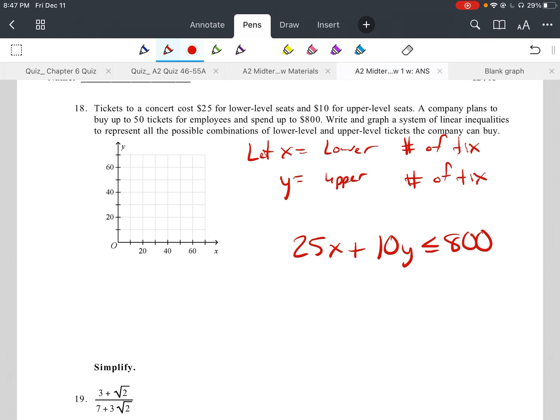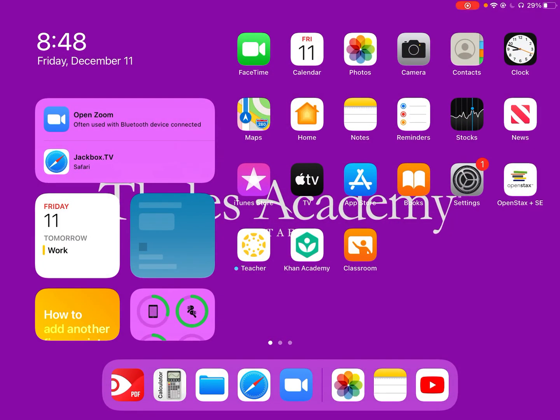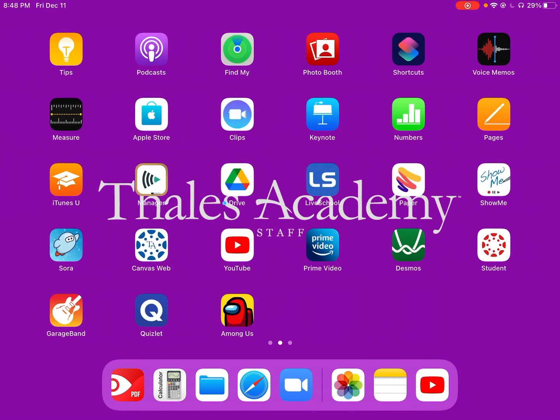The other graph says they plan to buy up to 50 tickets. So this is X plus Y. It has to be less than or equal to 50, okay? Now you just graph those bad boys. And I've said you can use Desmos if you prefer. That's fine. So you can use that to sketch the graph. I don't know if we want to bother with that now or not. Might as well get some Desmos practice in.